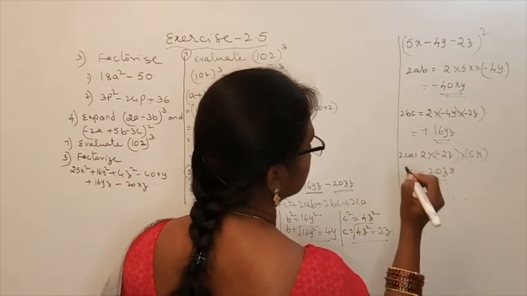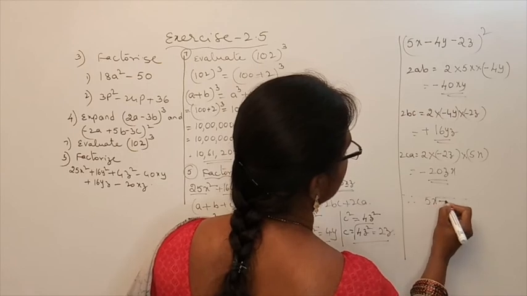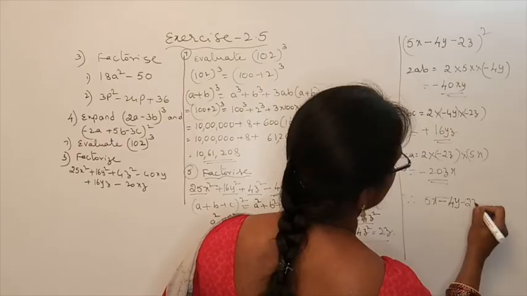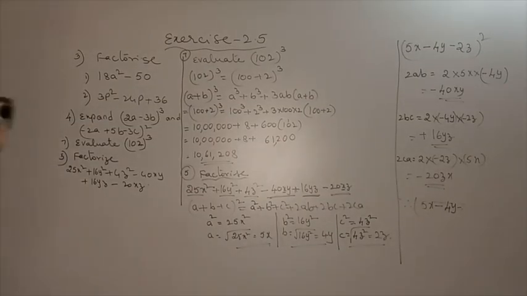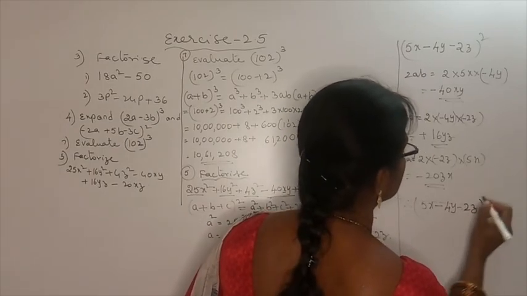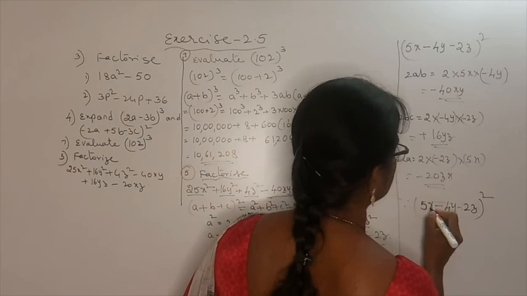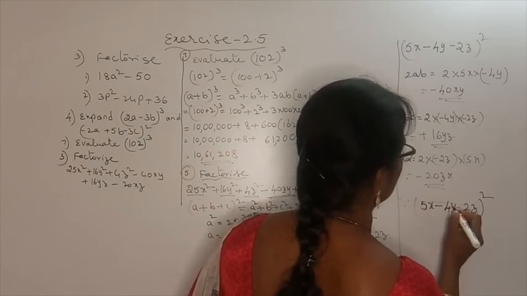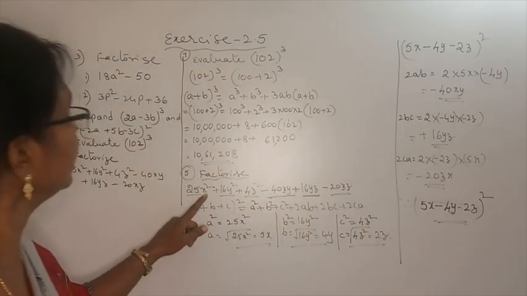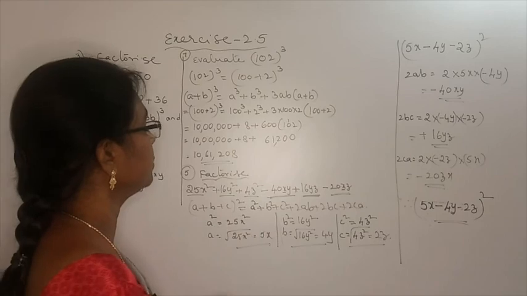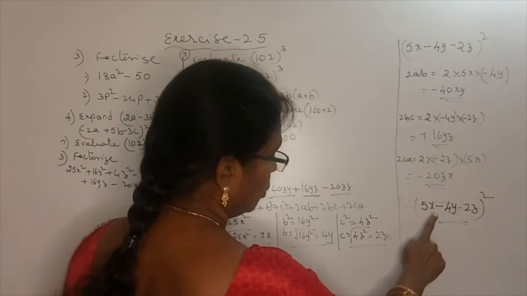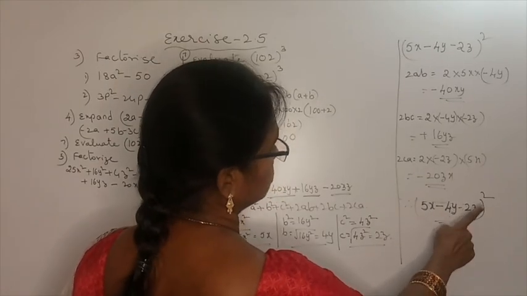Now, what is the factorization of this? Therefore, 5x minus 4y minus 2z whole square. Now what is the factorization of 25x square plus 16y square plus 4z square minus 40xy plus 16yz minus 20xz? It is (5x minus 4y minus 2z) whole square.